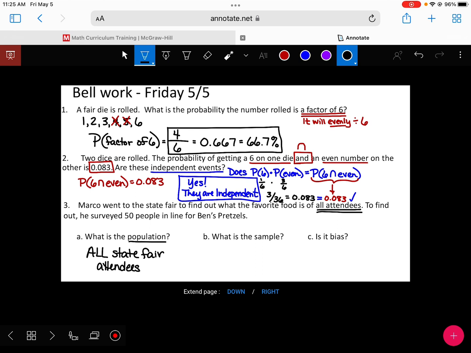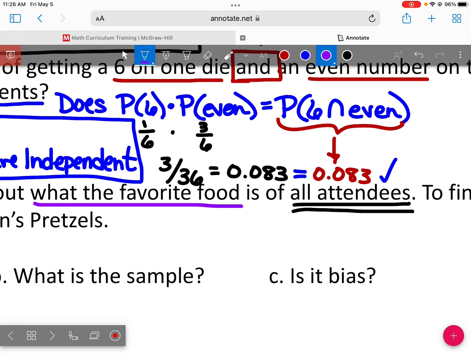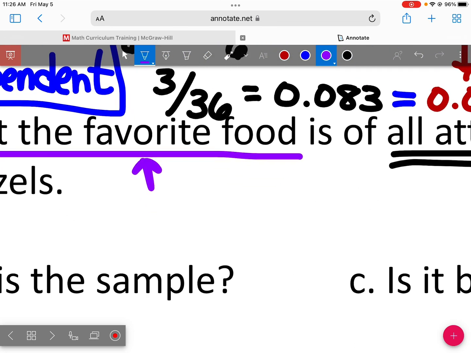The who that I'm interested in is my population. Who do I want information about? Well, hold on. Again, the who is the population. We already answered that. That's all of the state fair attendees. What does he want to know about all of the attendees? Their favorite food. Marco went to the state fair to find out what the favorite food is. They didn't ask us for this. But this piece right here, what is their favorite food? Of all attendees, this is the parameter.